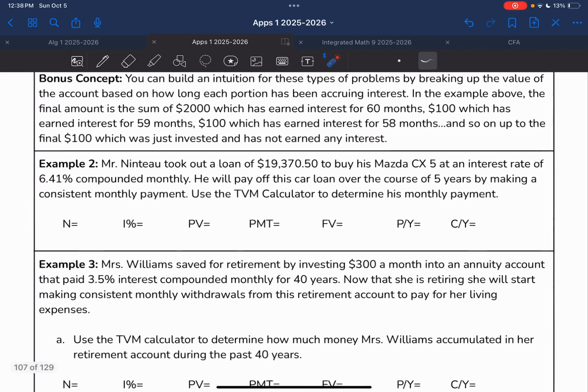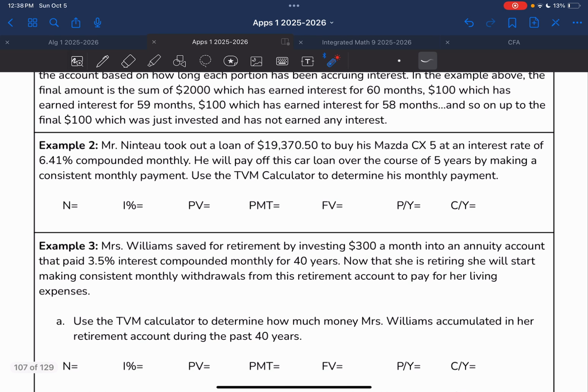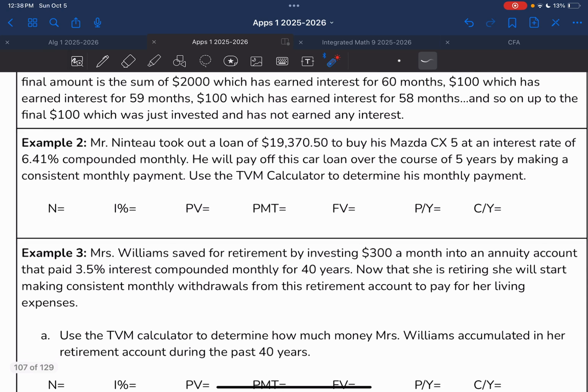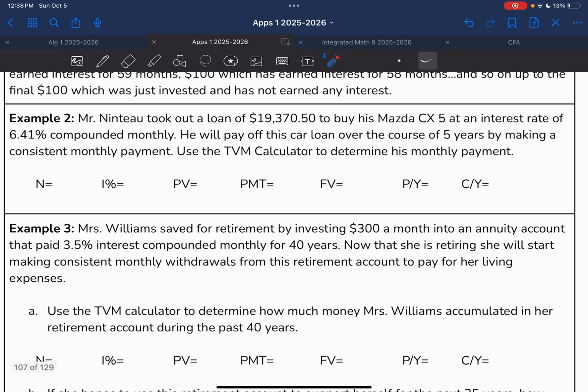All right, let's do an example of a credit card or of a car loan and how you take debt and you turn it into a monthly payment. So these are true numbers, by the way. I took this from my own life. So Mr. Ninto took out a loan of $19,370.50 to buy his Mazda CX-5 at an interest rate of 6.41% compounded monthly. Pay off this car loan over the next 5 years by making consistent monthly payments. Use the TMV calculator to determine his monthly payments.